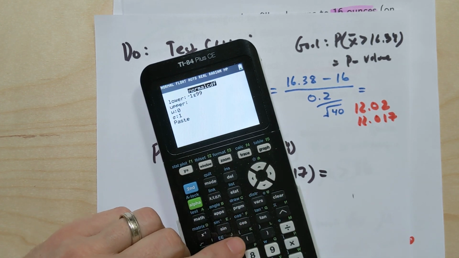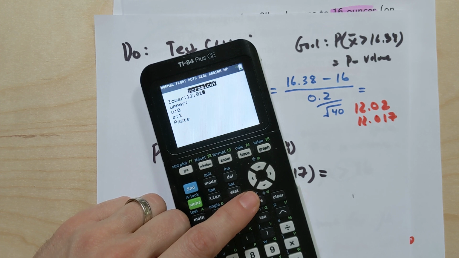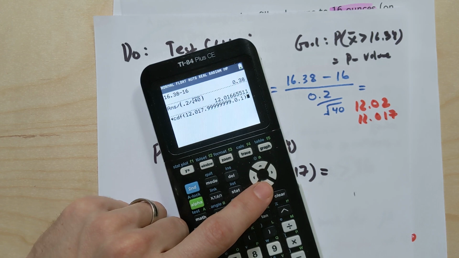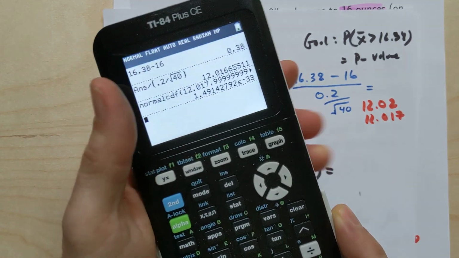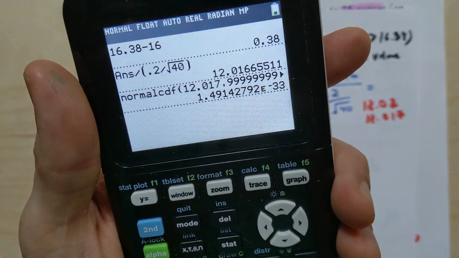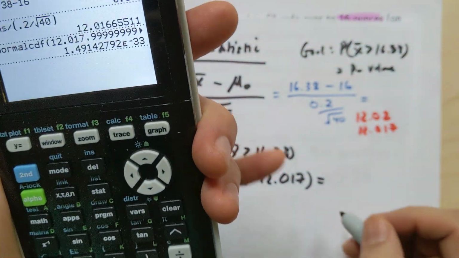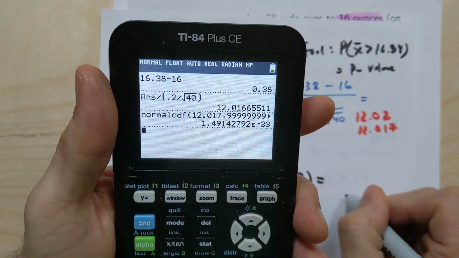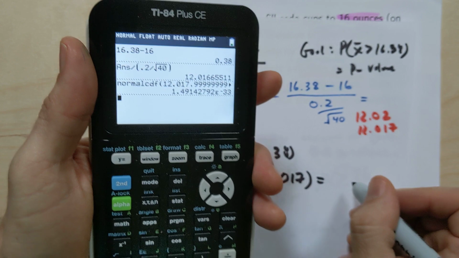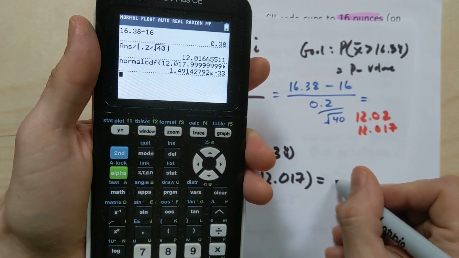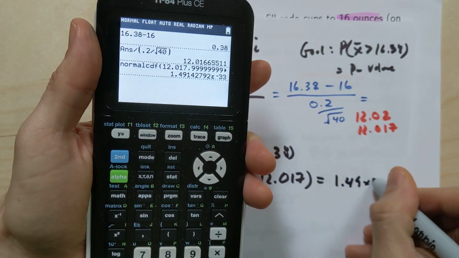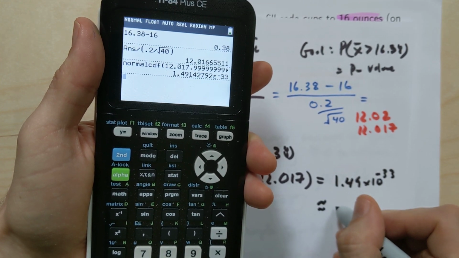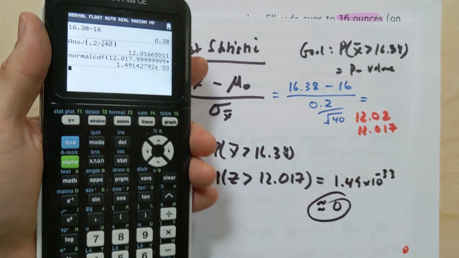Second vars, I'll go to normal CDF. I'll go from 12.017, upper bound might as well be positive infinity, paste, and holy moly. Do you see that p-value? Oh my gosh. You will rarely see a p-value this small, but I couldn't write enough zeros. How many zeros would I have to put before the 1? 32 of them. That's insane. This is about 1.49 times 10 to the negative 33rd, which is very close to, not actually equal to, but very close to actually being 0, right?